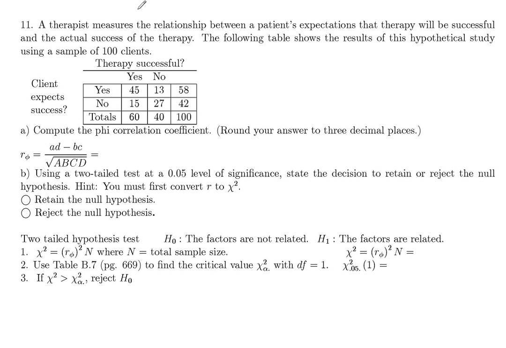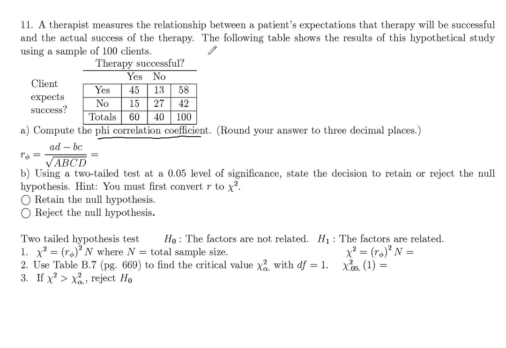We're working on WebAssign Homework 7, problem number 11. They want us to calculate something called the phi correlation coefficient, which is two words to say. But this is when you've got two dichotomous variables, so two variables that have only two outcomes.